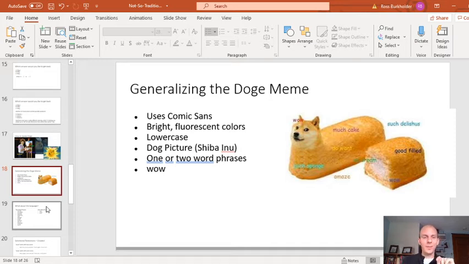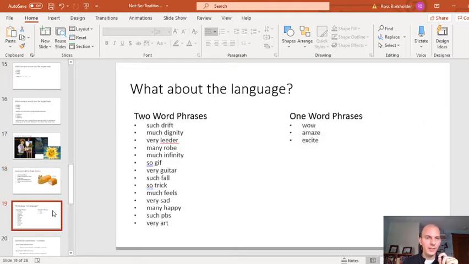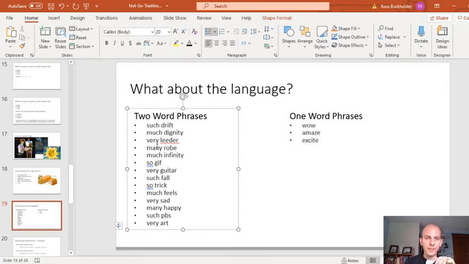What I want to strip this down to now is just the linguistic elements, just the grammatical elements of this particular Doge meme. So I've copy and pasted some examples of Doge language into this slide here, and I've split them up by these two-word phrases and these one-word phrases. The one-word phrases aren't particularly interesting because they're just one word. They're literally just a list of words like wow and amaze and excite. The two-word phrases are much more interesting.